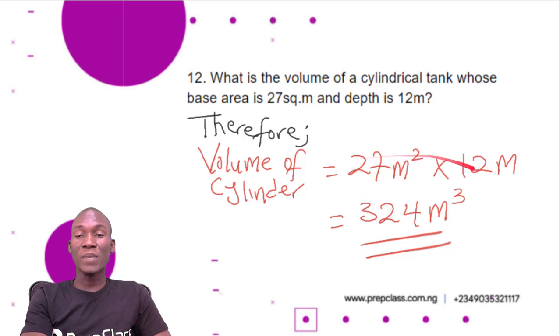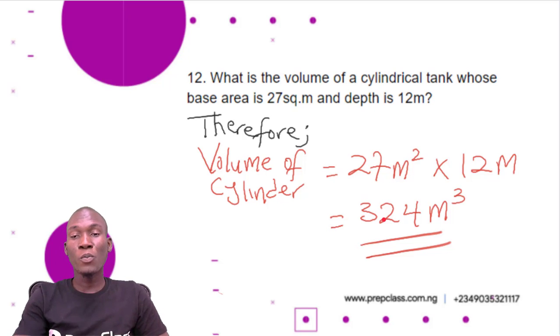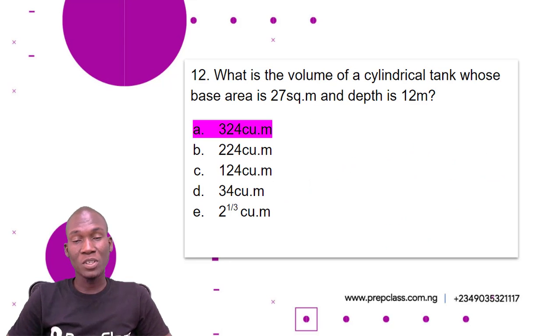When we multiply 27 by 12, we are going to get 324. If you multiply meter square by meter, we get meter cube, which is the same thing as saying cubic meter. So the volume of the cylinder is 324 cubic meter. The correct option is option A, 324 cubic meter.